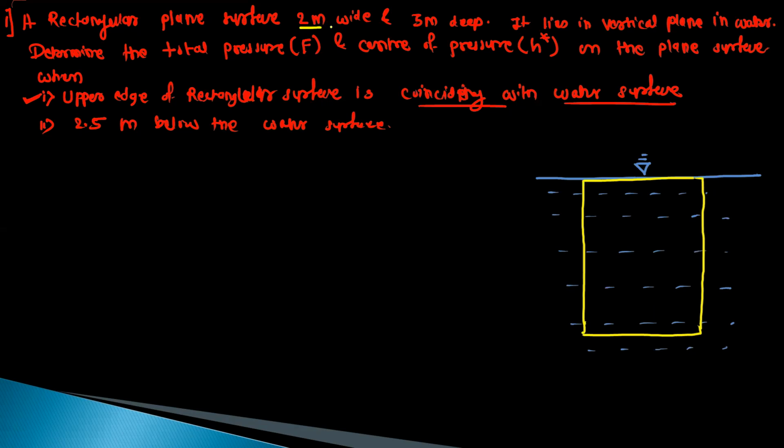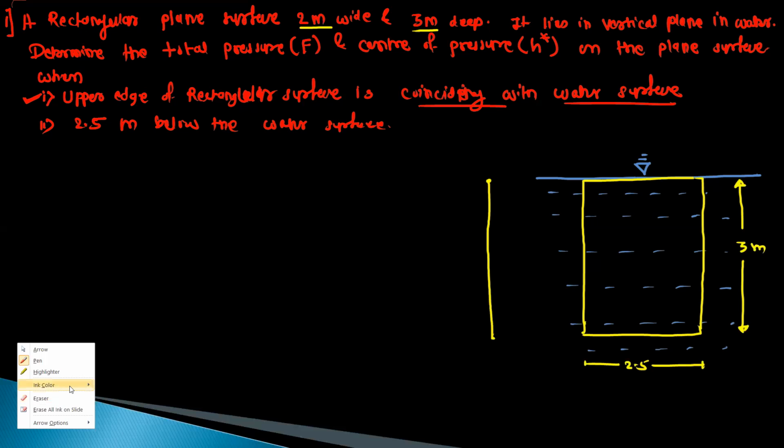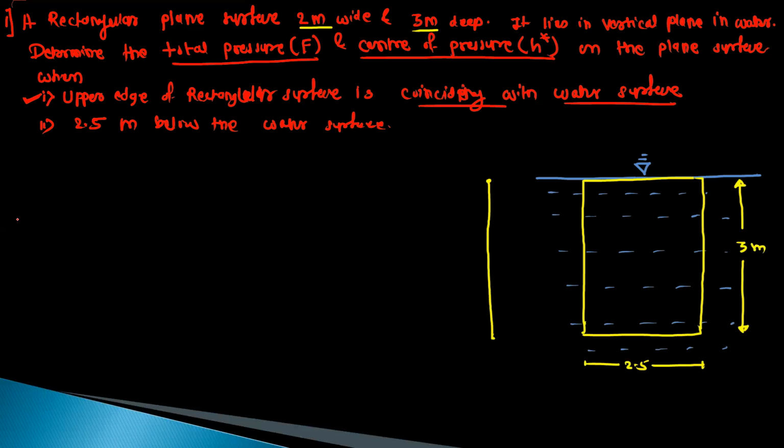Now what is the dimension of the plate? 2.5 meter wide, 3 meter deep. So this is 2.5 and this total, that is the height, is 3 meter. I will draw the side view. So the side view is nothing but just a line. Now the question is we have to find out the total pressure and the center of pressure. So we are solving this for the first condition.